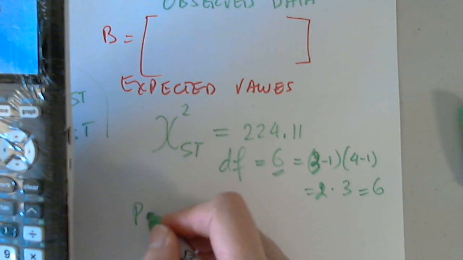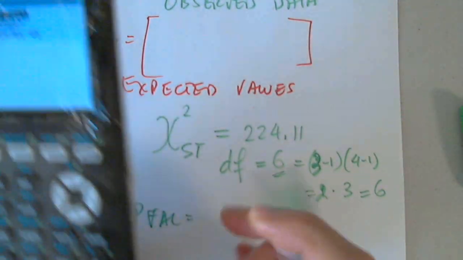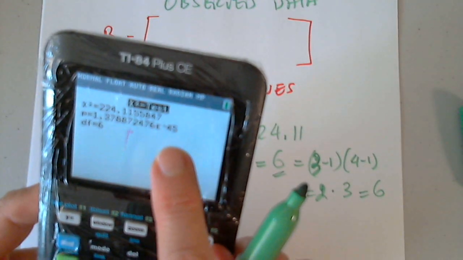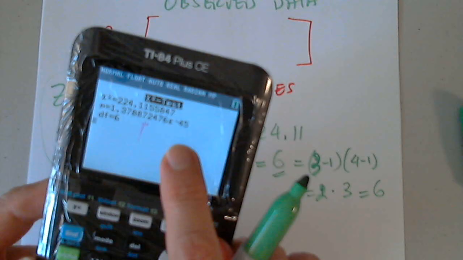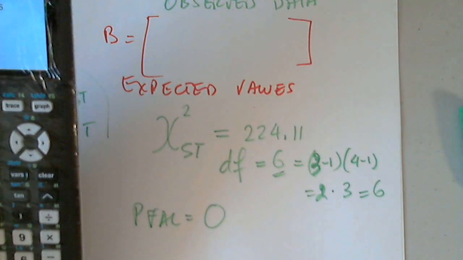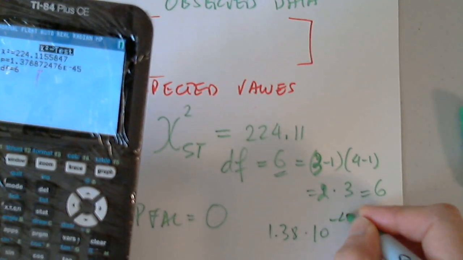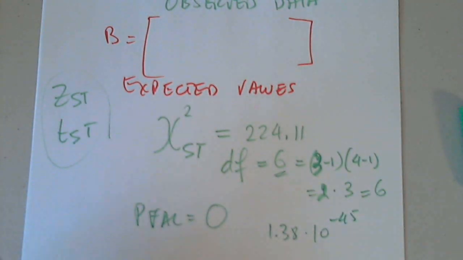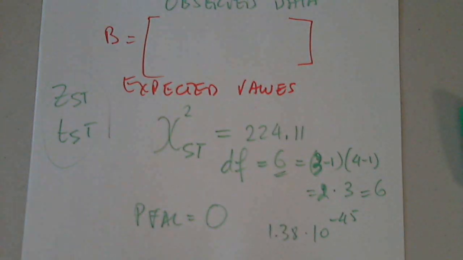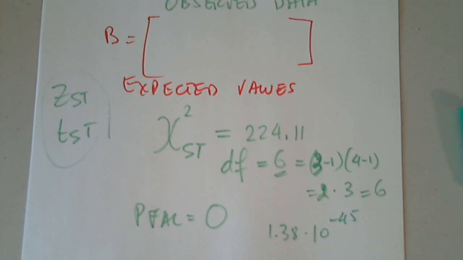And look at the p-value. It's 1.38 times 10 to negative 45. That's almost 0, absolutely 0. So what do we conclude then?